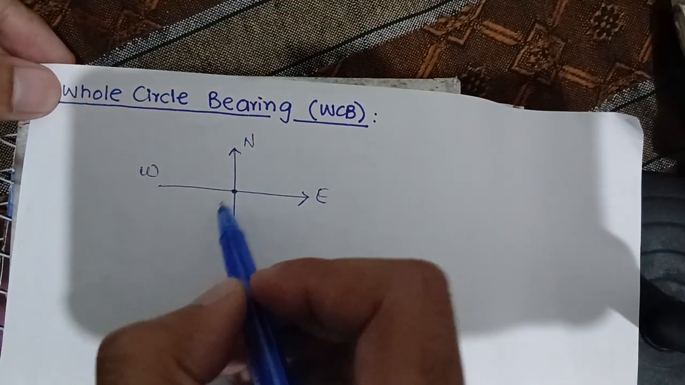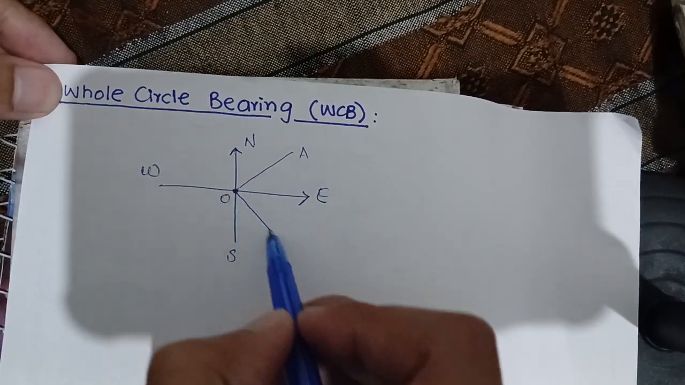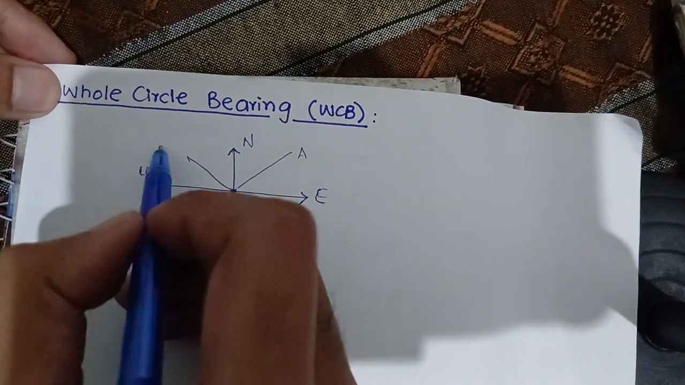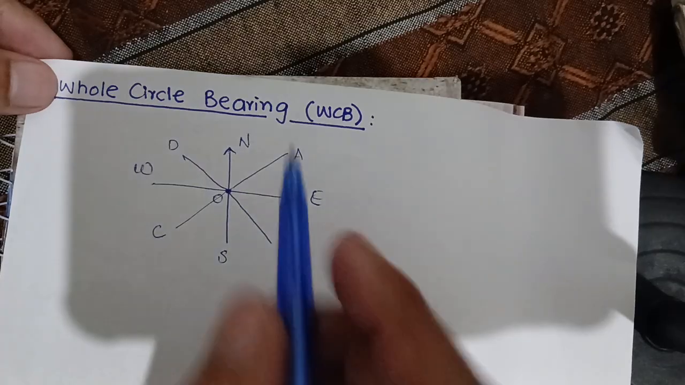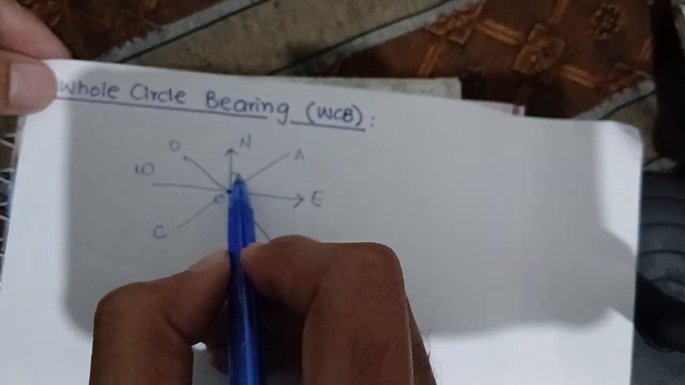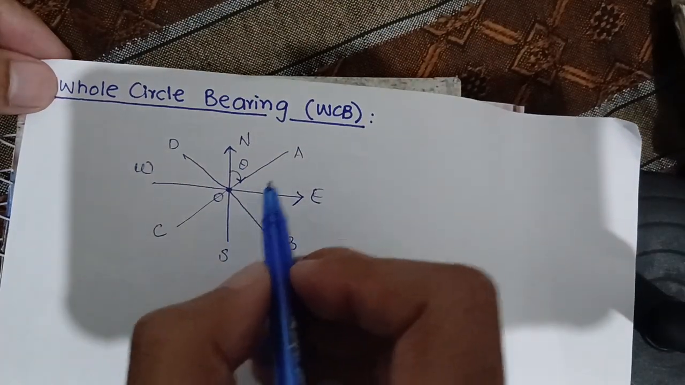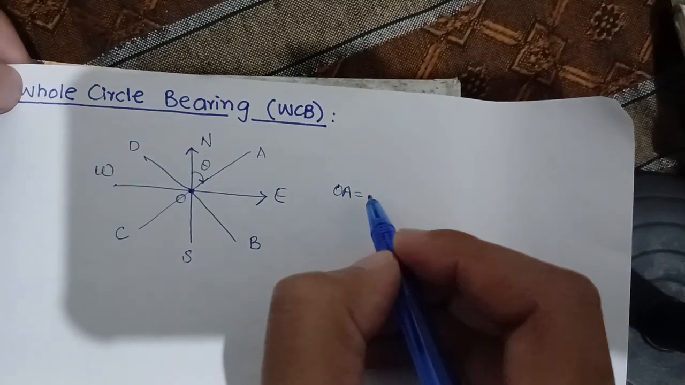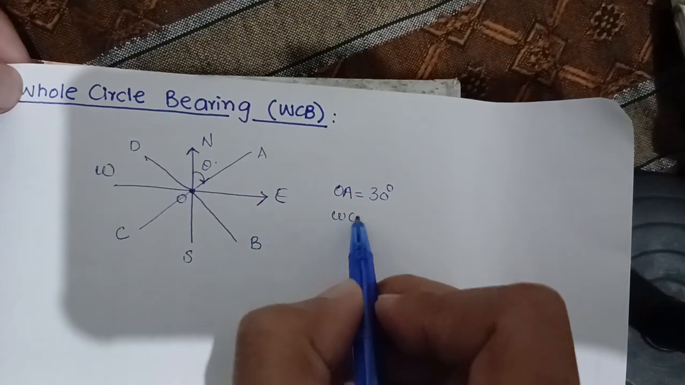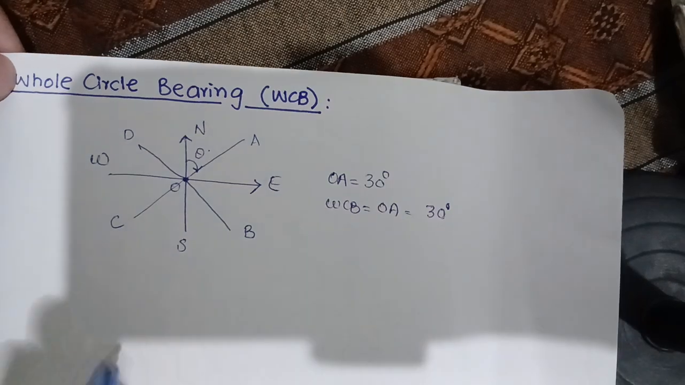If I consider this as a center O and draw a line, this as OA, this OB, this as OC and this as OD. If I want to measure the angle of this line with reference to north pole in this direction, in clockwise direction, this angle is called whole circle bearing of OA. For example, OA is equal to 30 degree and whole circle bearing from O to A will be 30 degree.